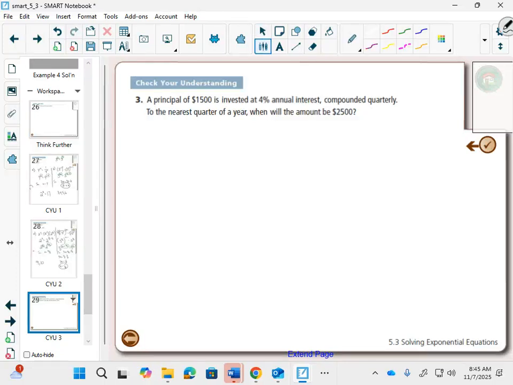So this is our first question, and you would be given the following formula. And they would explain that P is the principal. So when you see a principal of $1,500 is invested at 4%, you would know that you could put $1,500 in for P.